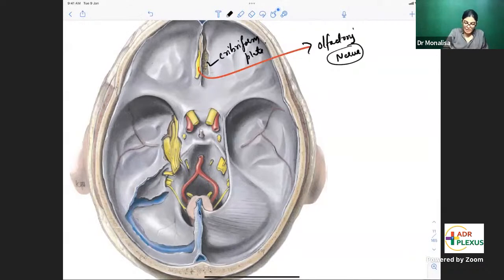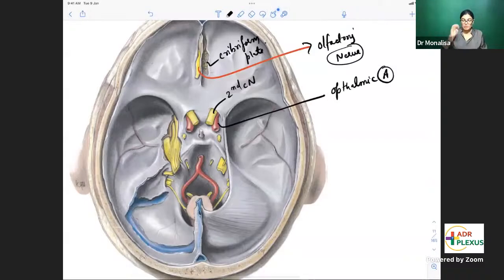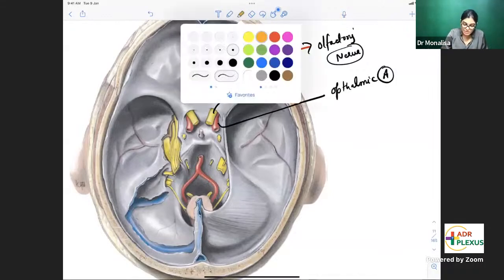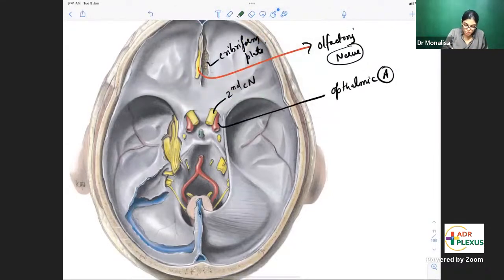Other than that, you can see this is the second cranial nerve, optic nerve, and this artery is the ophthalmic artery. So that means olfactory nerve rootlets are passing through the cribriform plate of the ethmoid bone, and through the optic foramen, the second cranial nerve and ophthalmic artery are passing. Also, you can appreciate the structure which I am highlighting with the green color. This structure is the pituitary stalk.